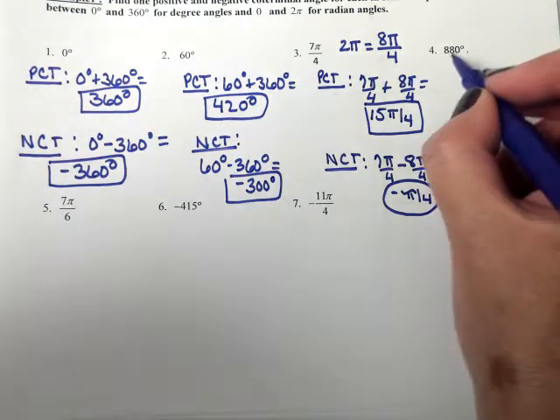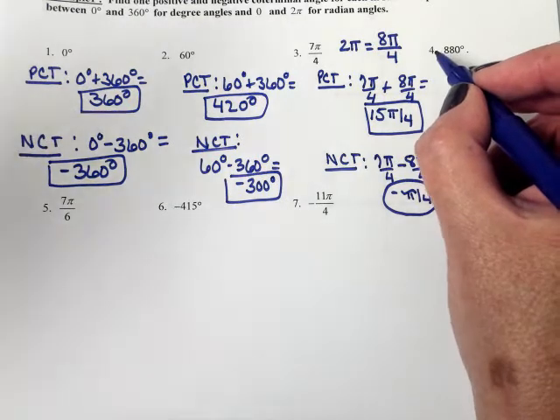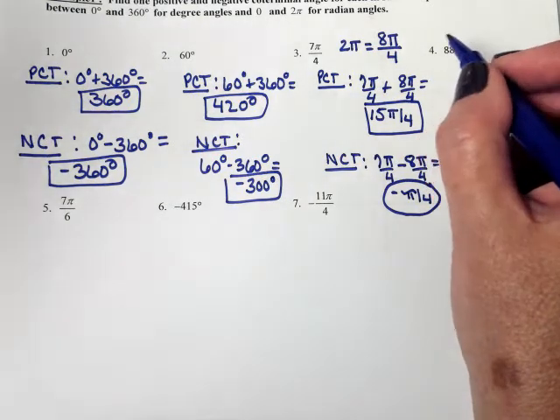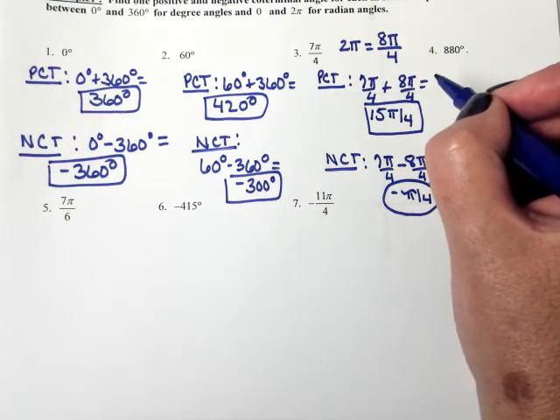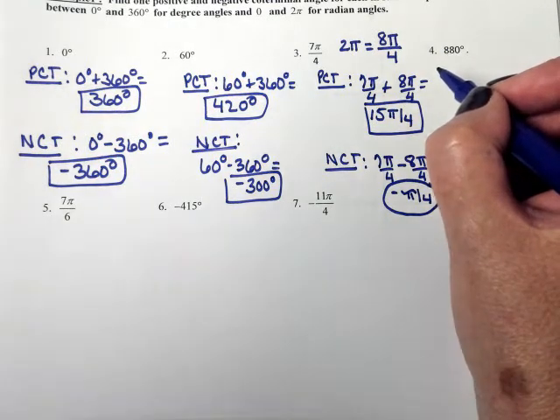Now for 880 degrees, since 880 degrees is larger than 360, I'm probably going to have to add or subtract 360 several times to get me down to that negative coterminal angle.